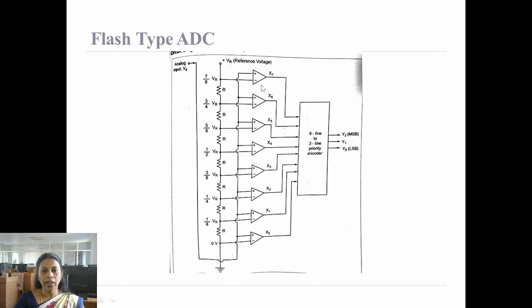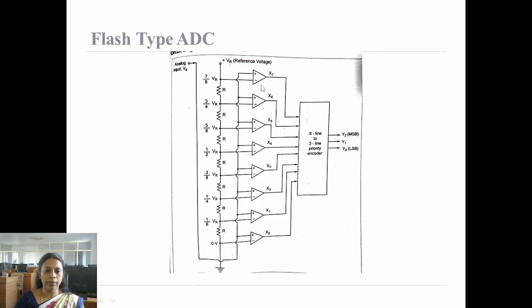For each and every comparator, two inputs are given. One is the reference signal, which is a known value, and the other is the analog input, which is an unknown value. These two inputs are given to all the 8 comparators. The reference signal is given to the inverting terminal of all the comparators, and the analog input is given to the non-inverting terminal of all the 8 comparators.